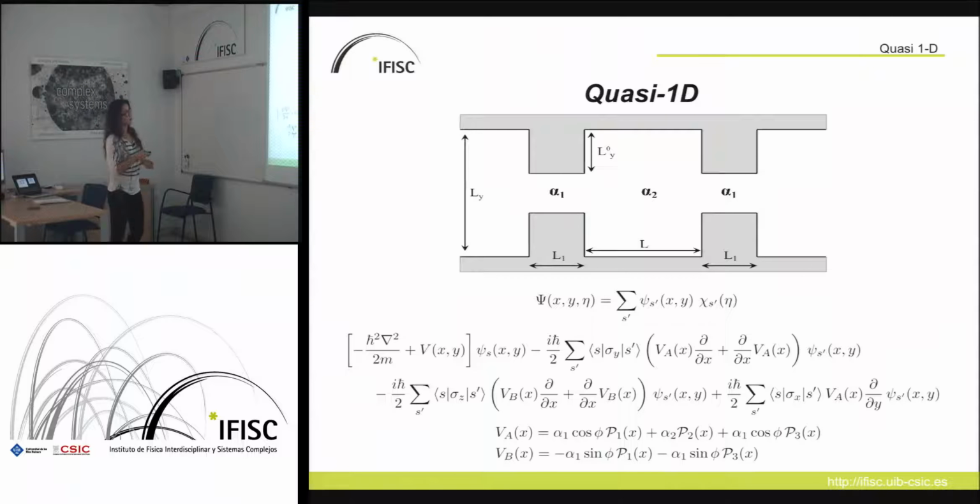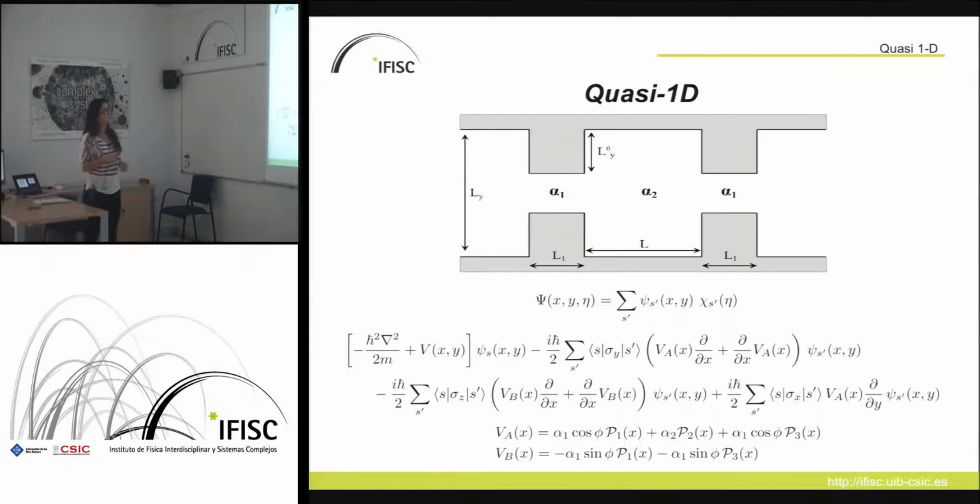Then we have explained the one-dimensional case, which, sorry, I should have said before, is a good approximation when we work with evanescent states in the QPCs. All the time we have evanescent states in the QPC, but now we want to extend our analysis to a more realistic system, and then we consider the quasi-one-dimensional case.